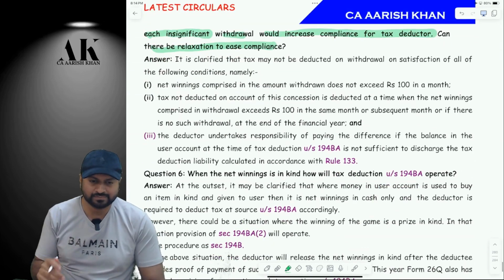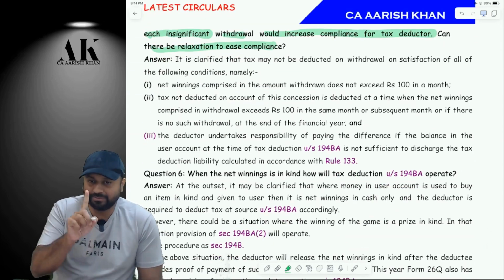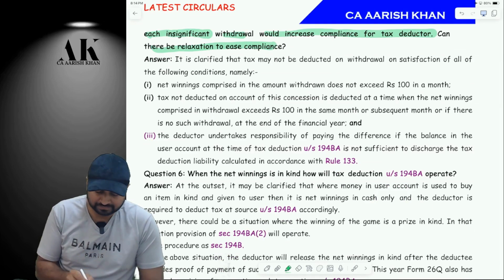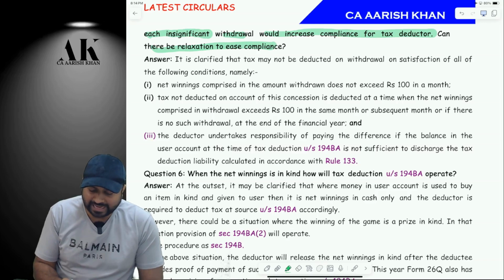See the relaxation. Listen carefully, please. This can be again an important question in the examination. It is clarified that tax may not be deducted on withdrawal on satisfaction of all the following conditions.